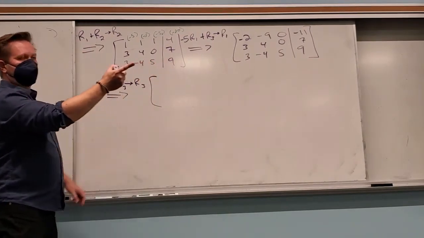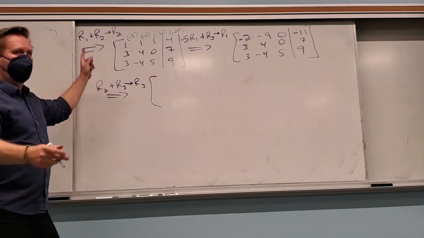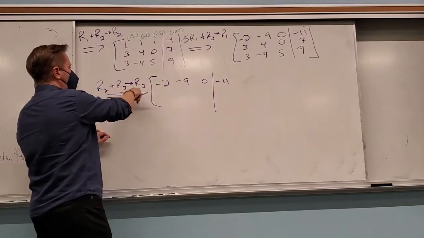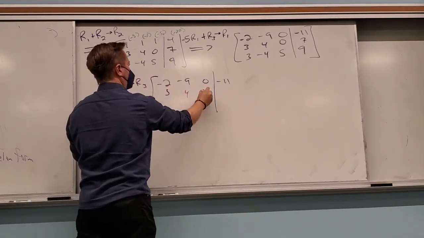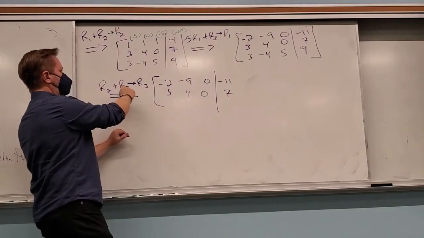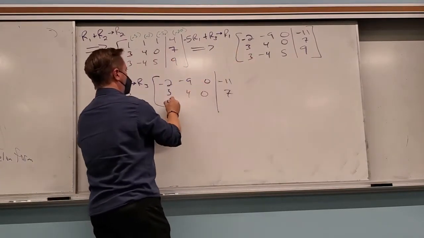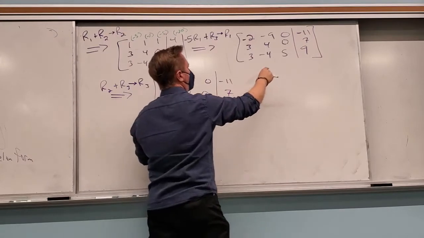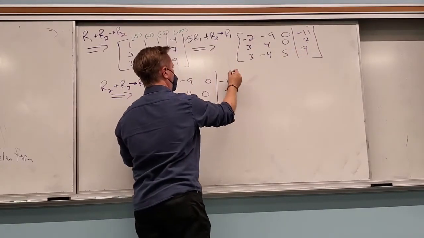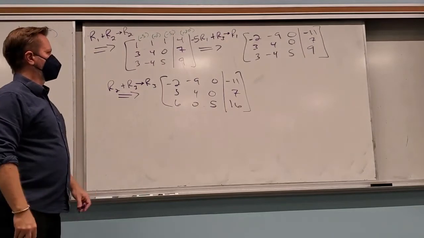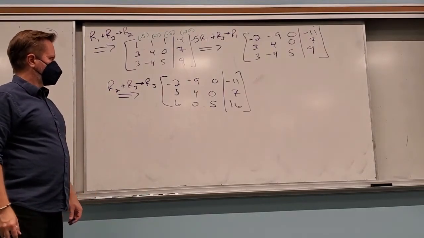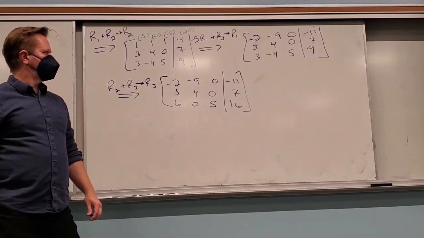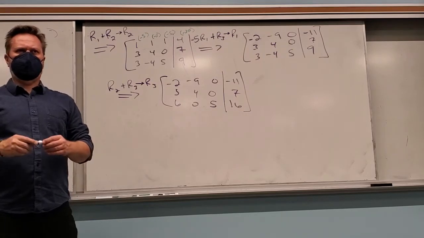So row 1's not changing, correct? Row 1's not involved in this at all. Row 2's not changing. Row 3 is changing. What's row 2 plus row 3? 3 plus 3 is 6. 4 minus 4 is 0. 0 plus 5 is 5. 7 plus 9, 16. Okay.